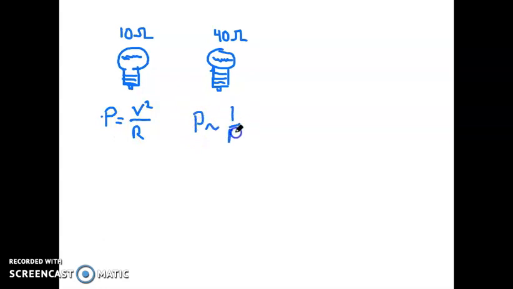So if we know P equals V squared over R, then we can see that P is proportional to 1 over R. So the lower the resistance, the greater the current, true, and the greater the power. And we saw that in an earlier lab. So we would expect that the 10 ohm bulb would have 4 times the brightness, or 4 times the power as the other one. So let's switch back over to our previous circuit.